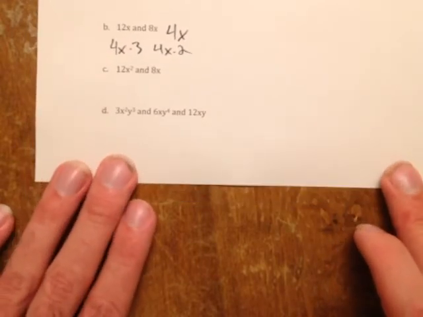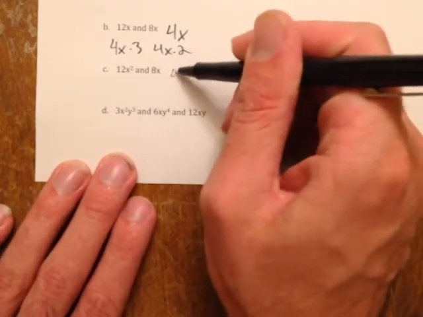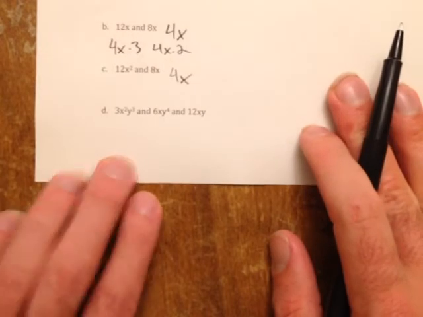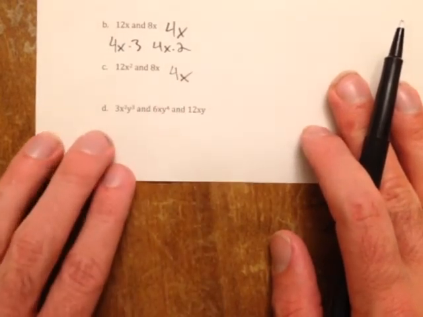C is kind of a fun one. Again, pause if you want. GCF here is still 4x. Okay, there's two x's because we have an x squared in the first one, but there's only one x in the second one, so they only have one x in common.